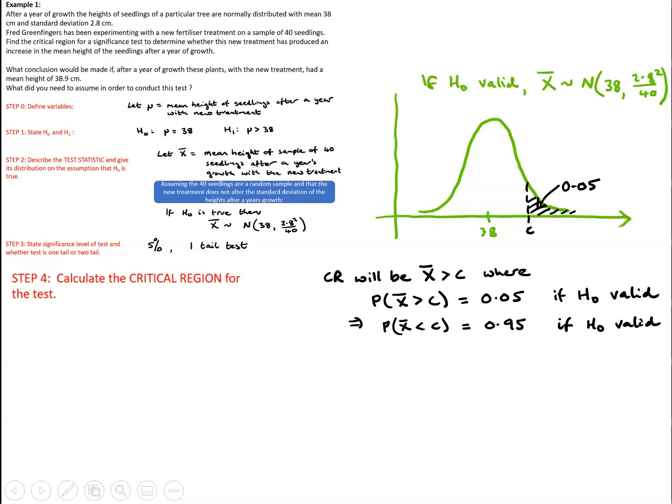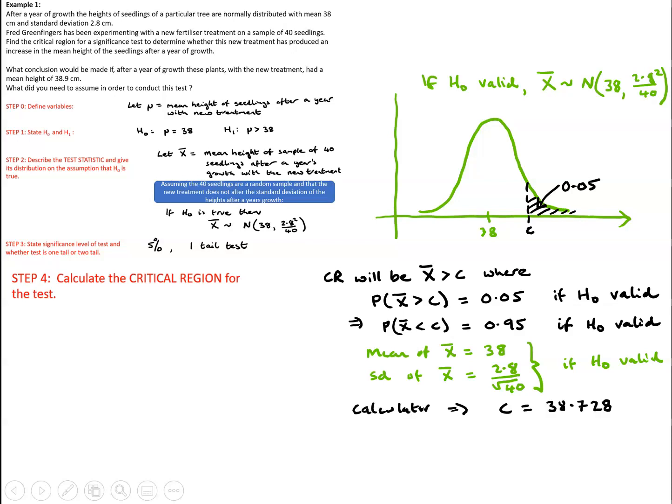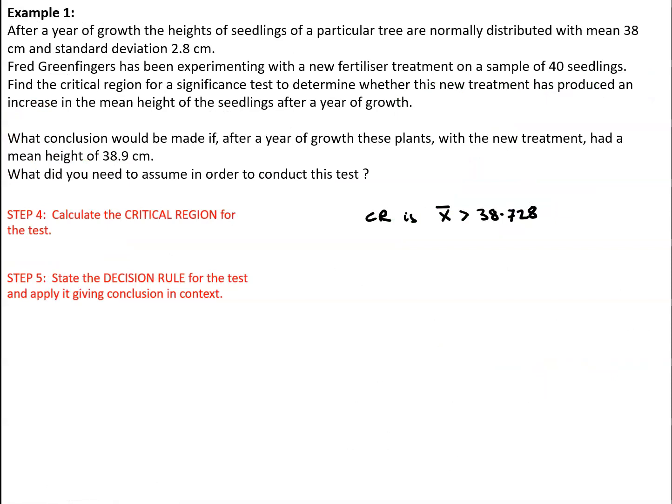We know that the distribution that we're dealing with has got a mean of 38 and the standard deviation of the sample mean is 2.8 divided by root 40. And both of those things are true if the null hypothesis is valid. So using the inverse normal on our calculator, we can get that c must be 38.728. So the critical region is the sample mean being bigger than 38.728.